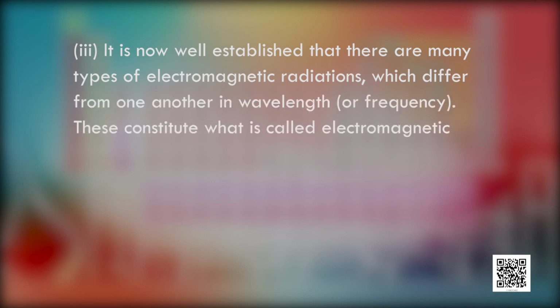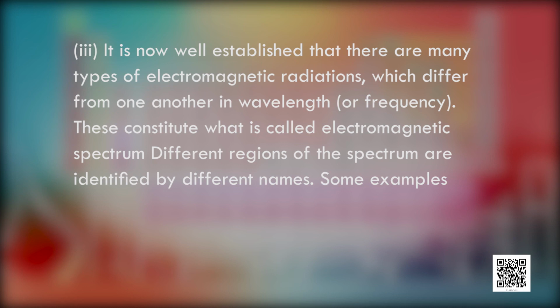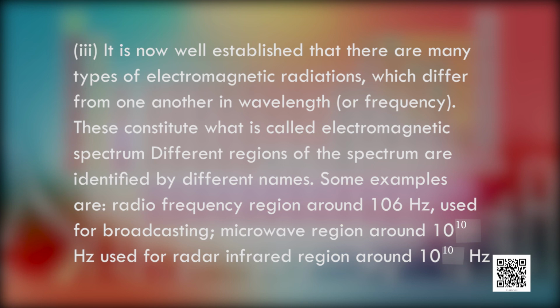The third one is, it is now well established that there are many types of electromagnetic radiations which differ from each other in wavelength or frequency. These constitute what is called the electromagnetic spectrum. So, all the electromagnetic radiations move with the same velocity c, but they have different wavelengths and frequencies. The different regions of the spectrum are identified by different names. Some examples are the radio frequency region. Do you listen to radio?